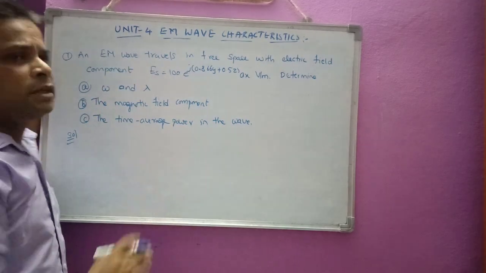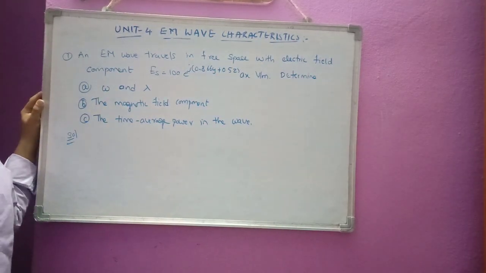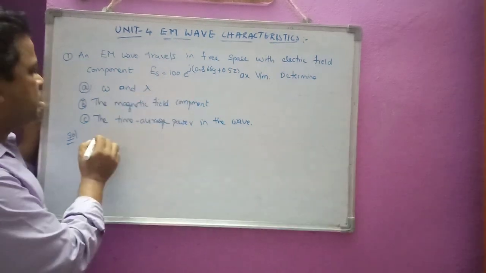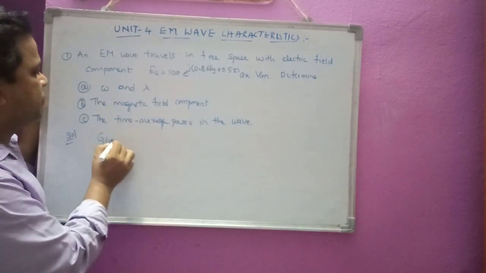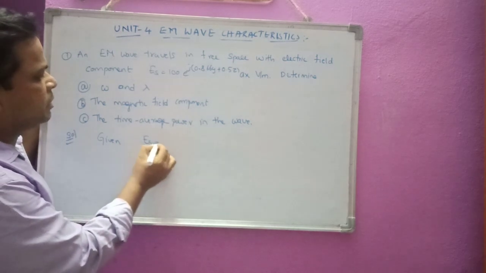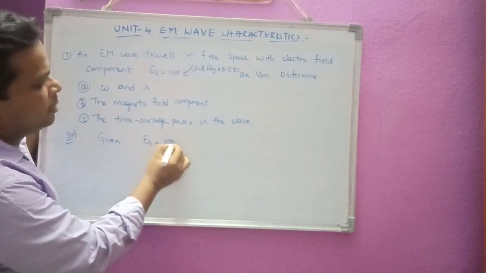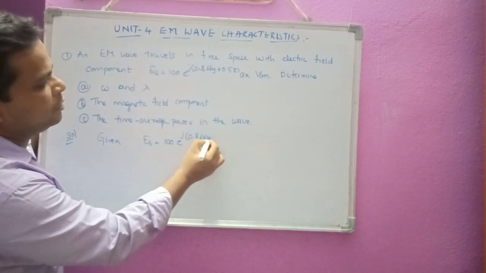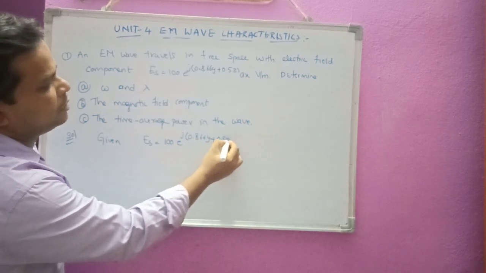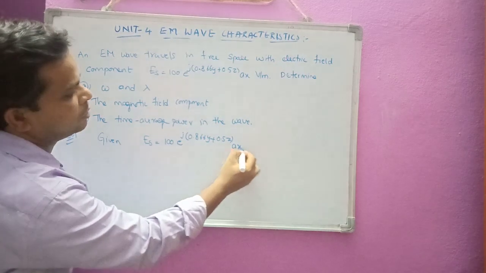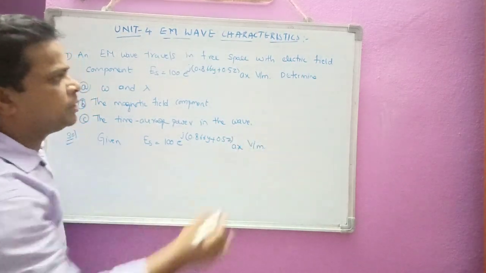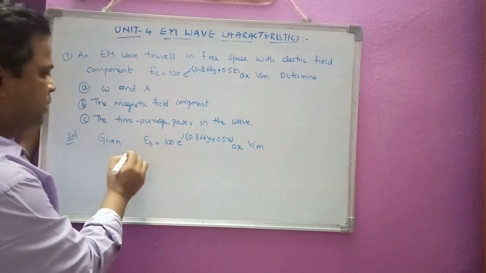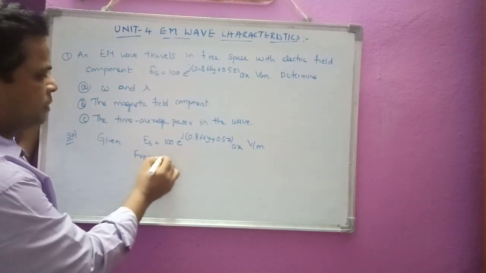So this is the question which has been asked. Now here we need to write the given data first. Let us write the given data here. What he has given is the electric field component Es, that is Es is equal to 100 e power j (0.866 y plus 0.5 z) ax volts per meter. He has given the E field in free space.